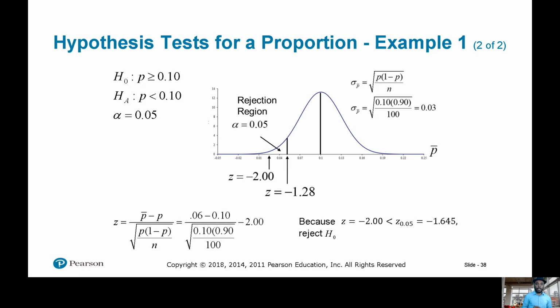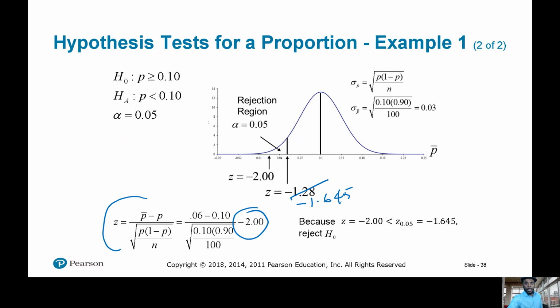So next, looking at the slide here, these should be negative 1.645. I will explain. Okay, next we determine our z, and when you do the computation, you have that z is negative 2. Okay, so that's the test statistic.